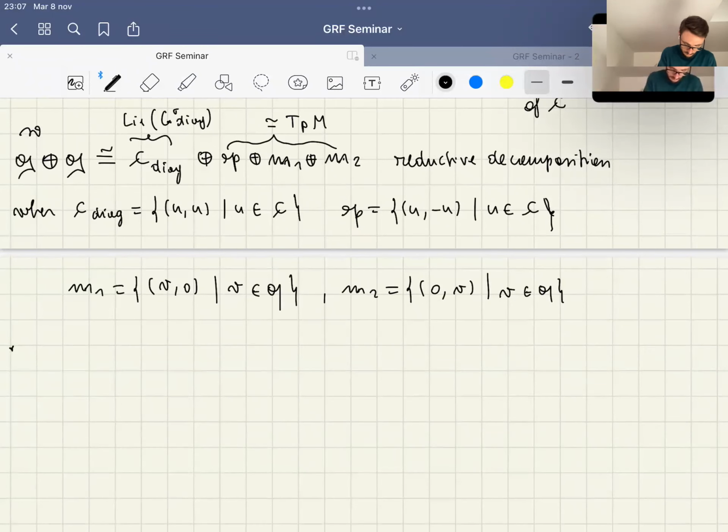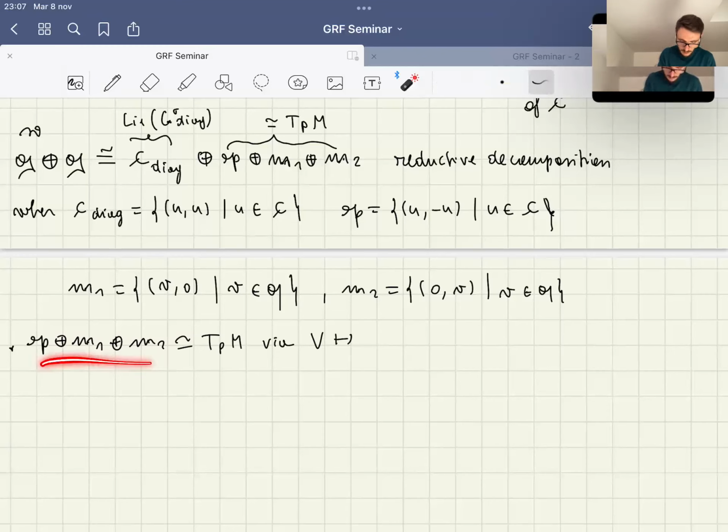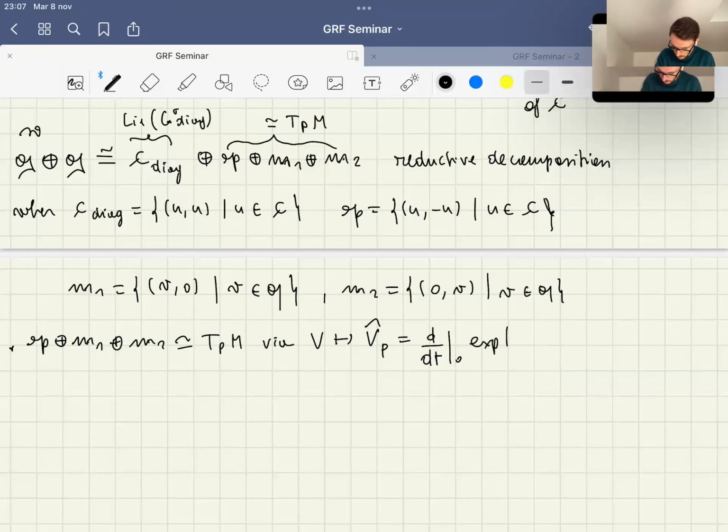And then we recall that the isomorphism between P plus M1 plus M2 and the tangent space to M at the point is obtained via the map sending a vector here to the vector field it induces at the manifold level evaluated at P, which is just the time derivative at time 0 of the exponential of TV applied to P.